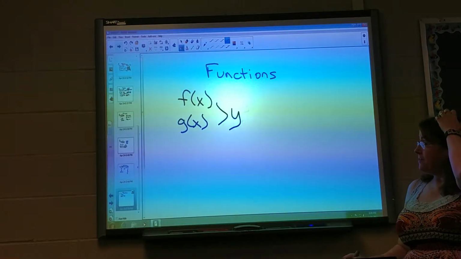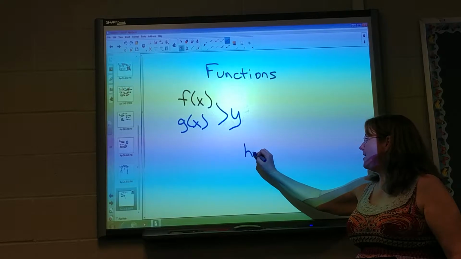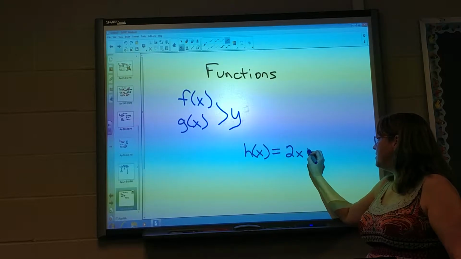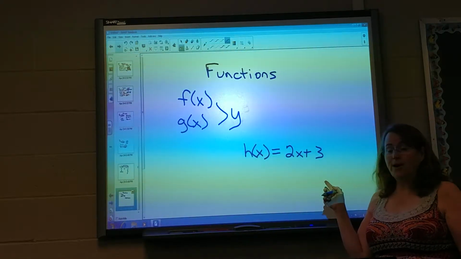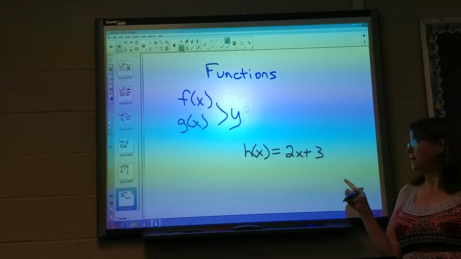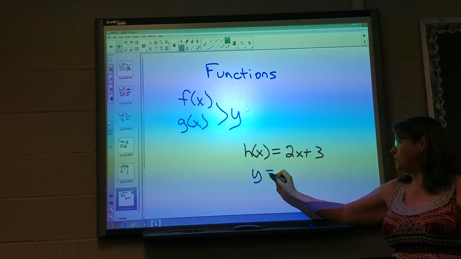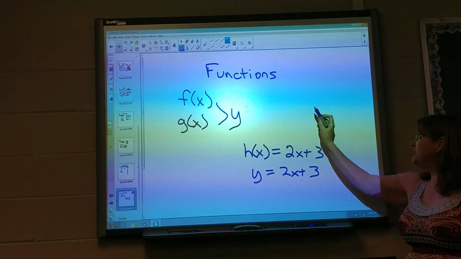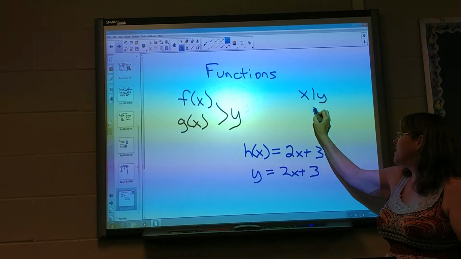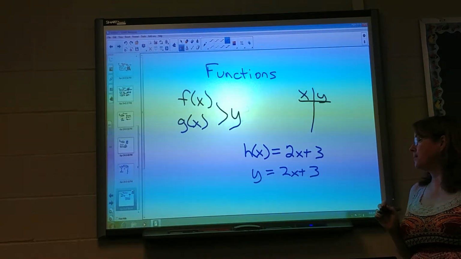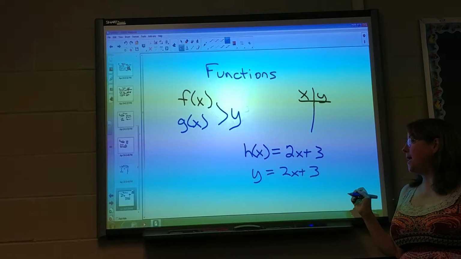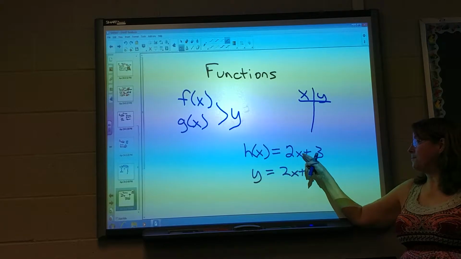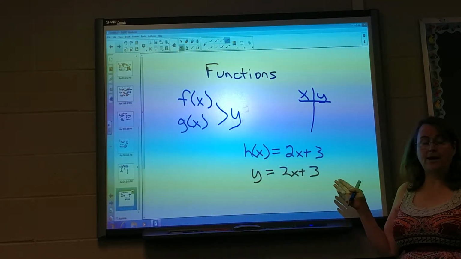So what they often will do is they'll have something like h of x equals 2x plus 3. This is an equation. We can graph this. If we change that and say y equals 2x plus 3, I can now stick into an xy chart some numbers, and I could graph that. And whatever I come up with for x, I then know what the answer would be.